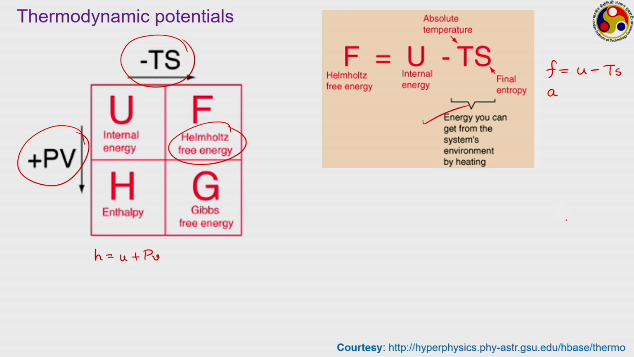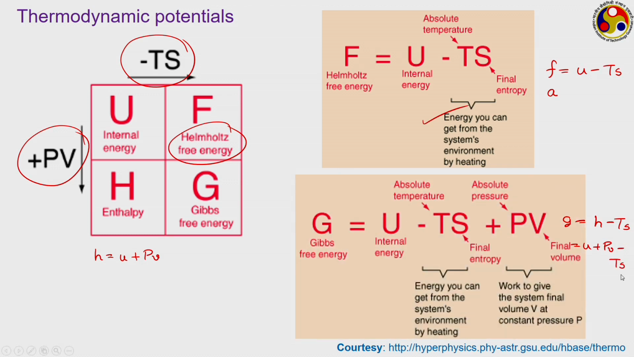So, this G in intensive sense is equal to H minus Ts, that is equal to U plus PV minus Ts, that is Gibbs free energy. So, the expression for your Gibbs free energy is U minus Ts plus PV. U is the amount of energy needed to create the system, plus PV is the amount of energy needed to make space for the system, minus Ts, which is the energy the system is getting from the environment.